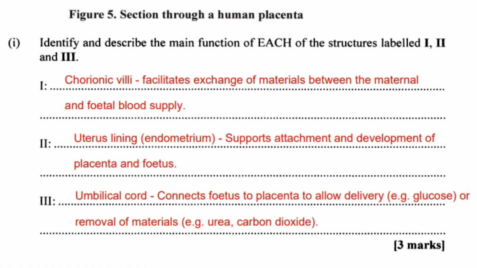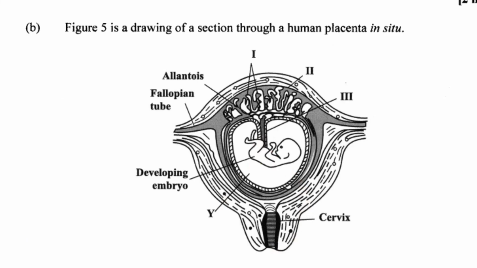The last thing here is 3, which is the umbilical cord, and the umbilical cord is basically the lifeline of the fetus to the mother, and this connects the placenta to allow delivery, for example glucose, or removal of materials. So this is exactly what facilitates the exchange, and the villi is what brings the materials towards the umbilical cord in the first place.